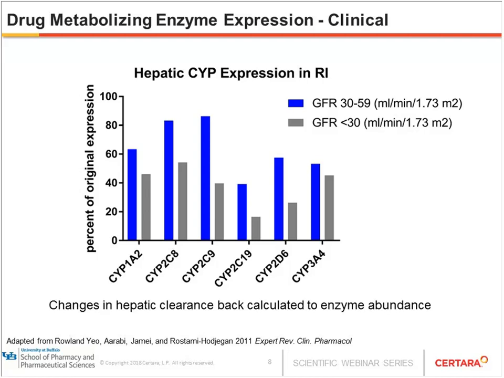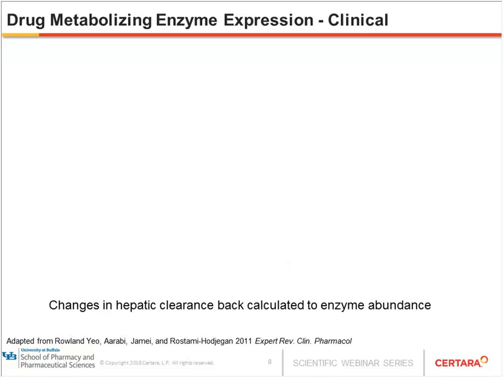And what you can see is that for these various CYPs, there is a reduction from the original expression of these hepatic CYPs. And so what this tells us is that there is potential for impact of enzyme clearance of compounds in renal impairment based on changes in expression of drug metabolizing enzymes.